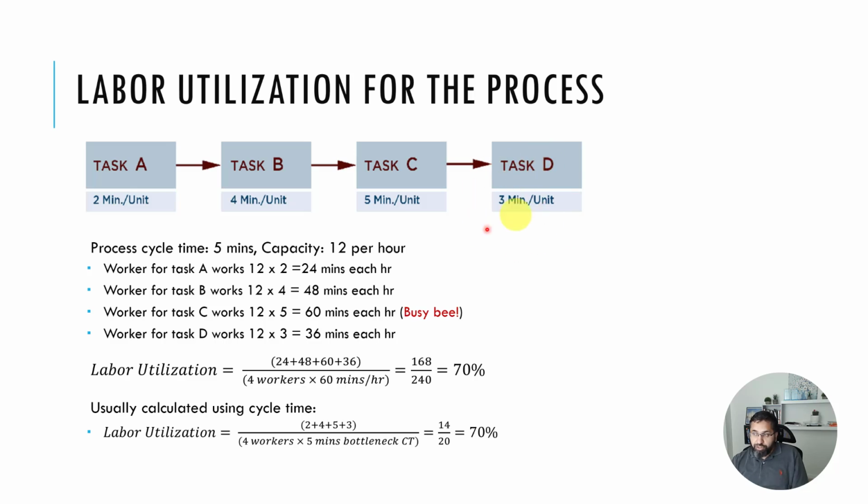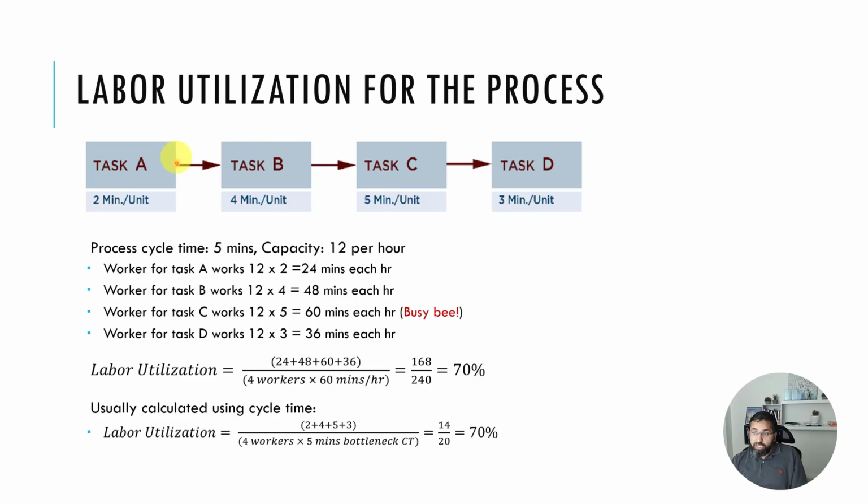Task D takes 3 minutes per unit, and to produce 12 units, it's going to work for 12 times 3. It's going to work for 36 minutes to produce the 12 units required in the hour. And so these are the times that each task works for. So you do 24 plus 48 plus 60 plus 36. Now you divide that by 4 times 60, not just 60, not just 1 hour.